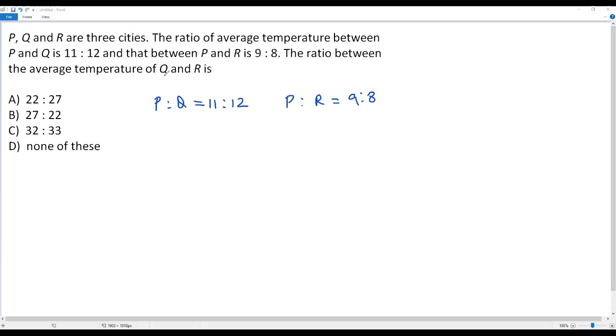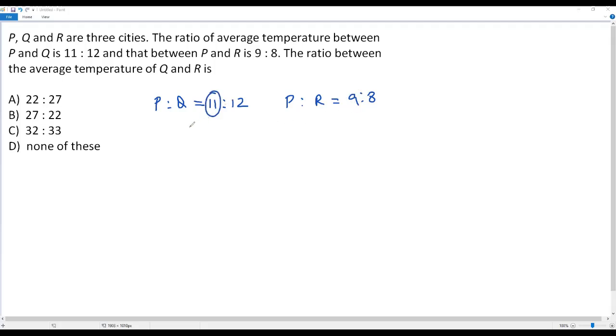So our first work is to get the same number for P in these two ratios, so that you'll be able to get the ratio of the temperature between the two cities Q and R. So here the numbers corresponding to P in the first ratio and second ratio are different, 11 and 9. So to get the same number, I have to get the least common multiple of these two numbers, 11 and 9. The least common multiple of 11 and 9 is just 99, because both of them are relatively prime. So to get the least common multiple of two numbers which are relatively prime, we have to multiply them. 11 times 9 is 99. So since the least common multiple of 11 and 9 is 99, we have to make this number 99 and this number 9 also 99.